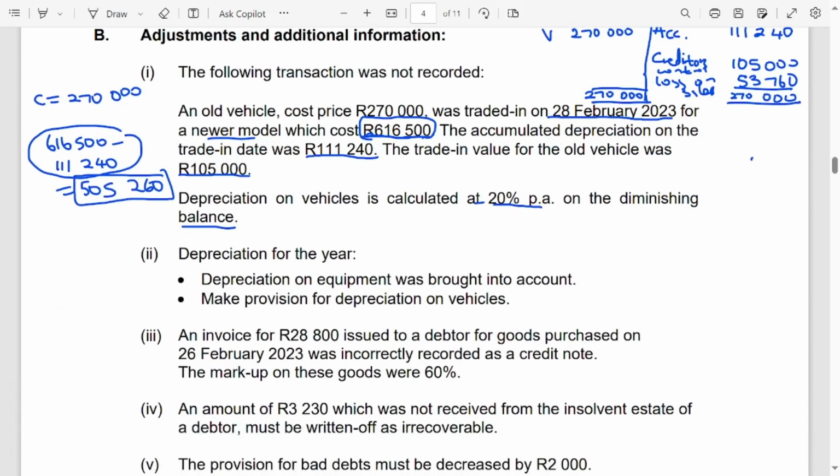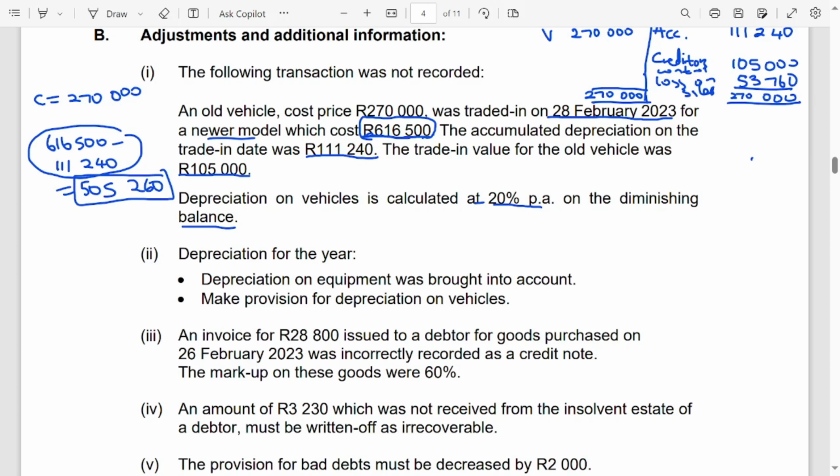Problem figure 3. An invoice of 28,000 issued to a debtor. So meaning that we were selling the goods to a debtor. So if we are selling the goods to a debtor, debtors control has to increase. Trading stock has to decrease. Cost of sales has to increase. And also the sales have to increase.